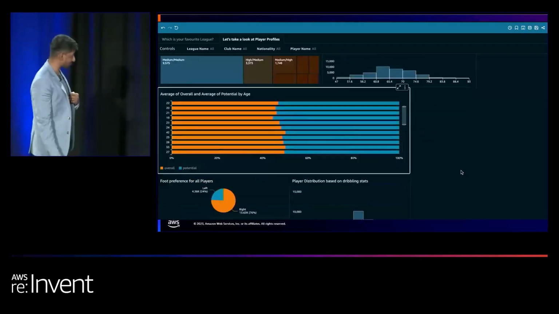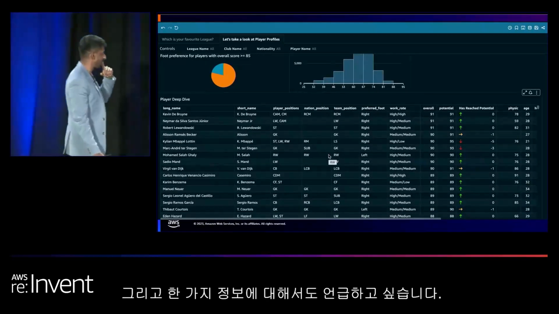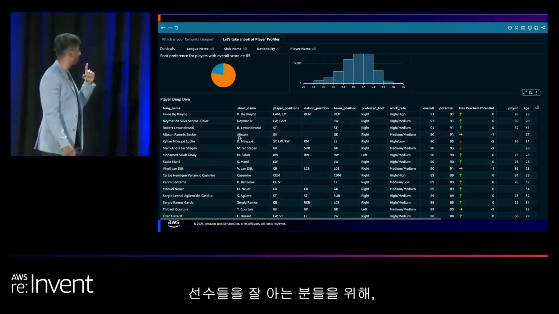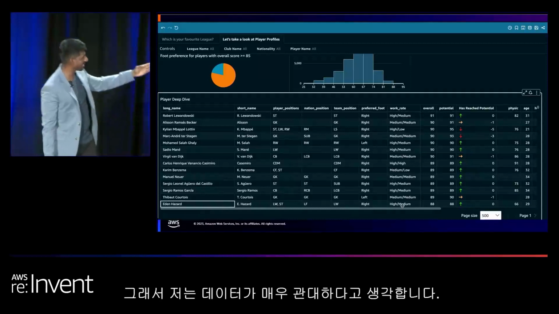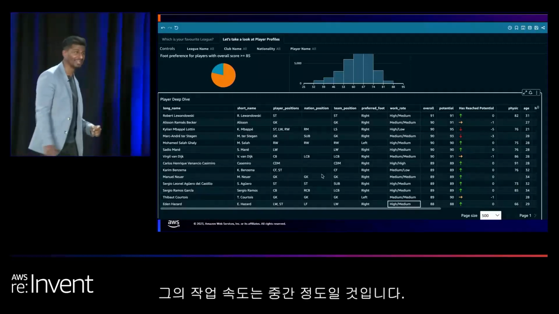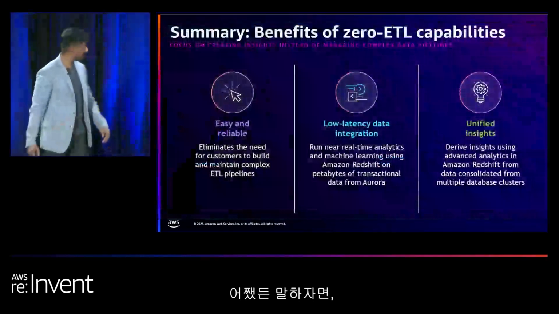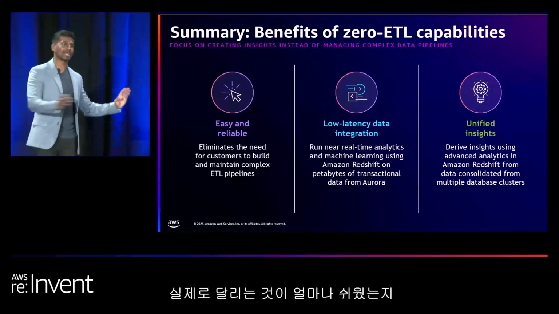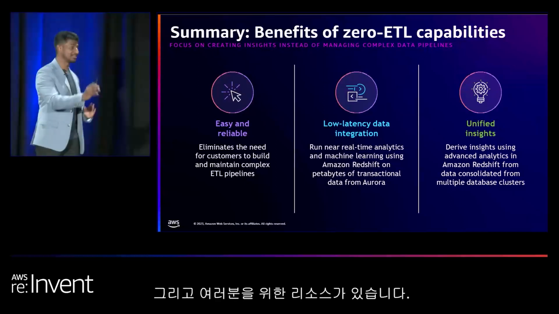And I also want to touch upon one piece of information here. For those who are familiar with the players, we have Eden Hazard. I think the data has been very generous in providing his work rate as high-medium, which probably caused him to retire early. But anyway, with that being said, that was how easy it was to run this end-to-end integration. And we have the resource for you.